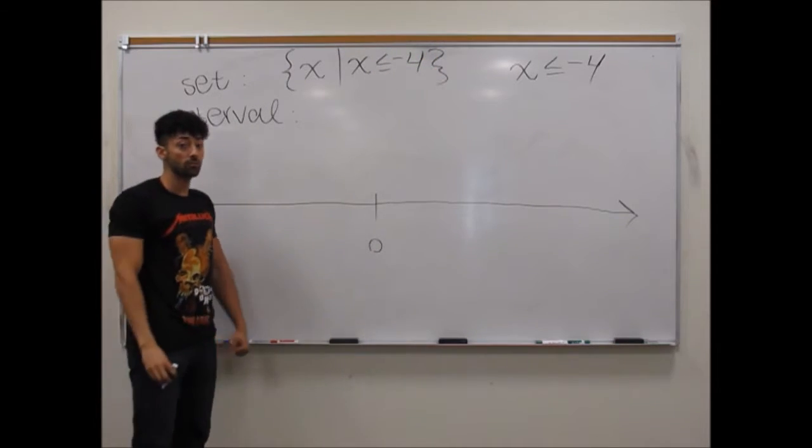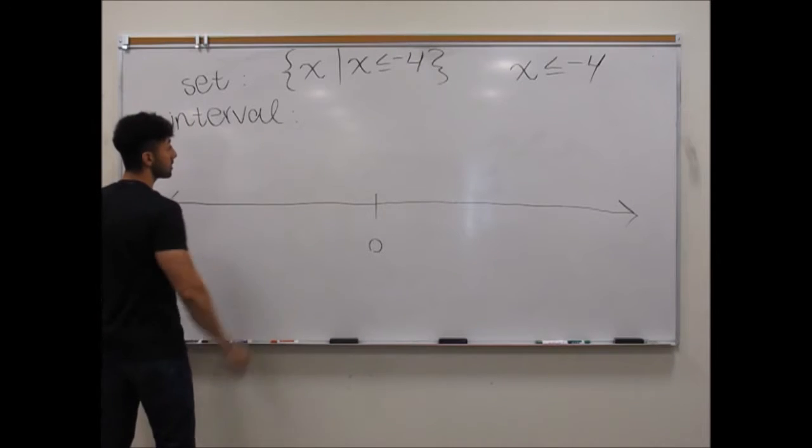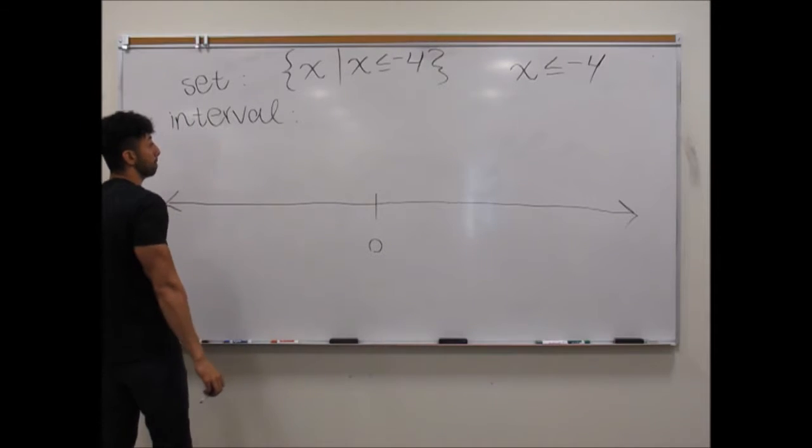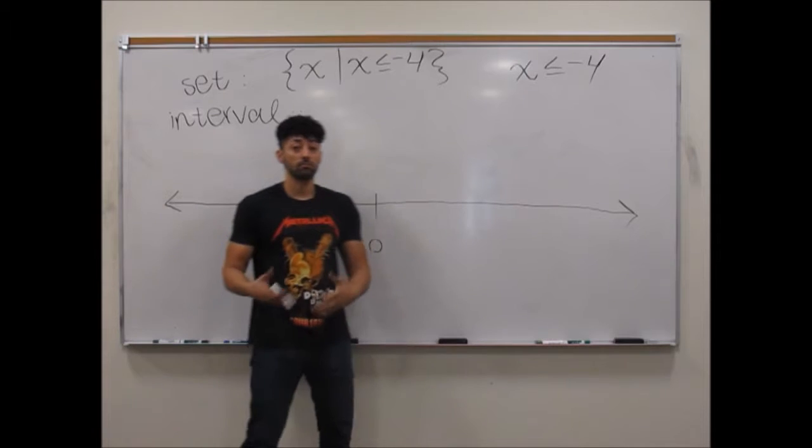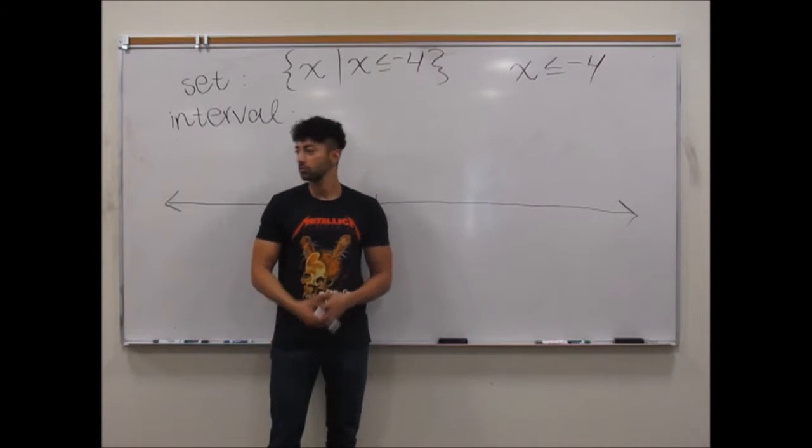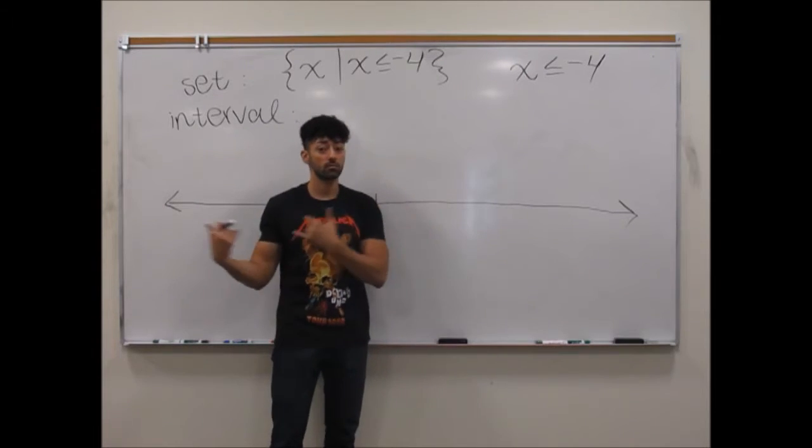So that's the easy one to get rid of first. Then the interval notation. Again, we want to tell the person that we're talking to that I want to show you this from left to right.